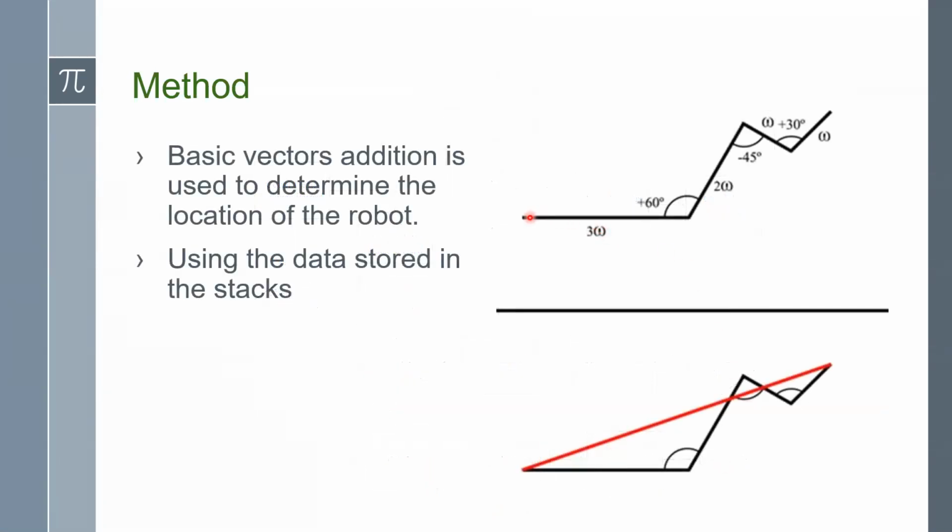In order for us to determine the position or the location of the robot at any time, we can use simple vector addition. By just looking through the data that came from the sensors that are stored in the stacks, for example, in here we can see that it moved 3 omegas, then turned 60 degrees, then 2 omegas, then minus 45 degrees, then 30 degrees, omega. These values are all stored in the stack. So by just looking at them and taking one at a time, we can perform simple vector addition, and we get to know where the robot is in relation to the initial point.